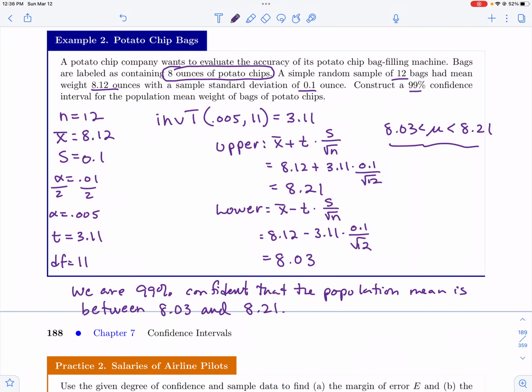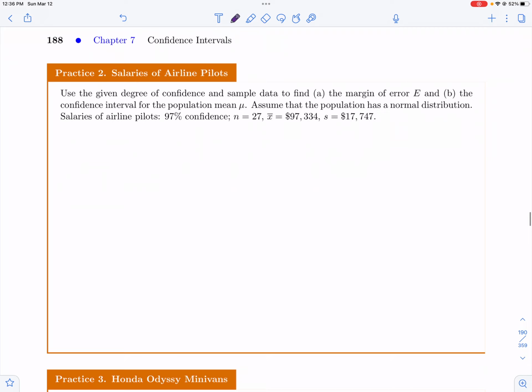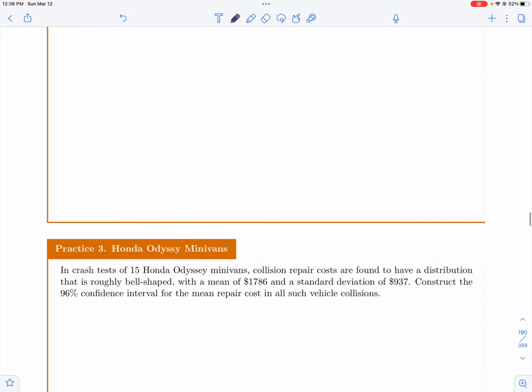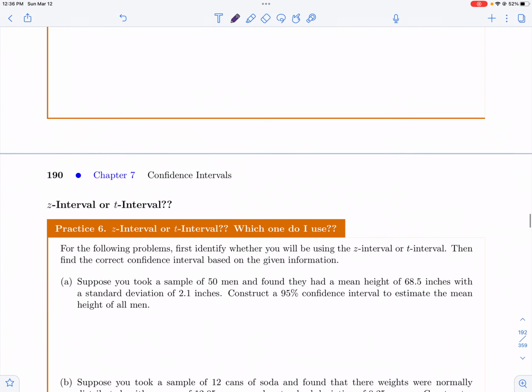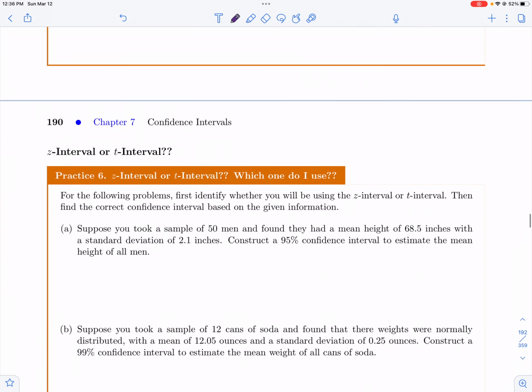All right, so everybody, let's try a couple of these practice problems. Make sure we're on the right track. So we've got practice 2, practice 3, practice 4, practice 5. And then let's come back and talk about practice 6 together. So go ahead, work on those. If you have any questions or anything, just let me know.